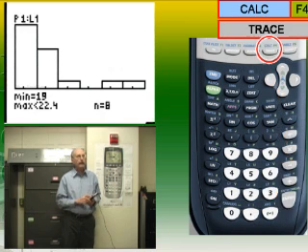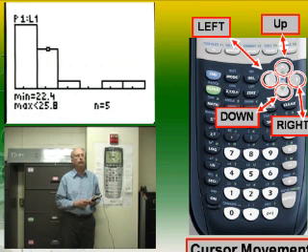If we hit the trace key, you can see we start in the middle of the first bar, and it says the smallest value is 19, and the largest value, that goes to 22.4, and there's 8 entries. Scroll to the right, and we go from 22.4 to 25.8, and there's 5 entries. Scroll to the right again, we go from 25.8 to 29.2, and there's 1 entry.